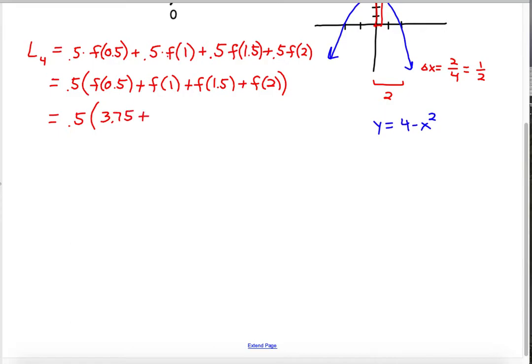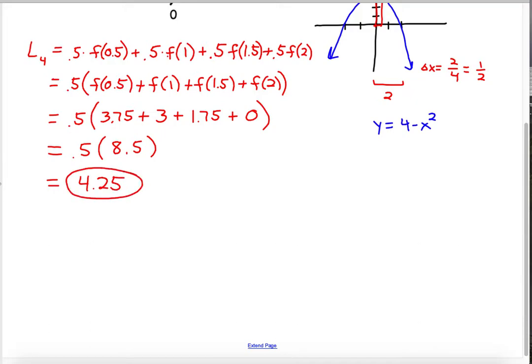Okay, f of 1, that's easy, that's 3. F of 1.5, 15 squared is 225, so 2.25. 4 minus 2.25 is 1.75. And then f of 2 is going to give me 0. So for my lower approximation, I'm going to do 0.5 times the sum of all these, which is 6.75, 7.5, 8.5. And so half of 8.5 is 4.25. So that's my lower approximation.